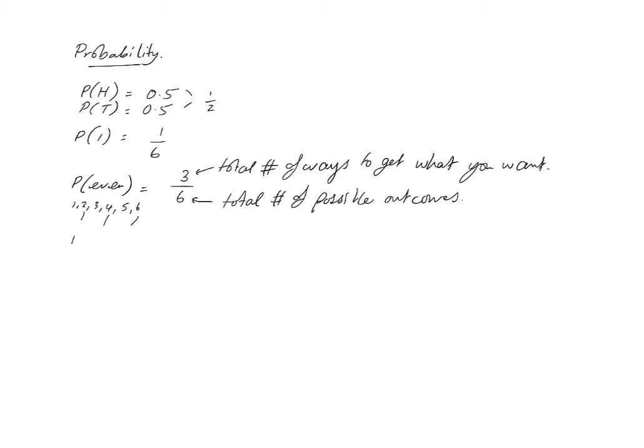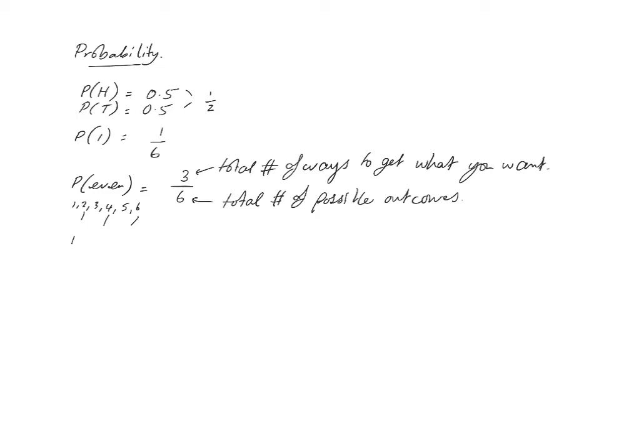So the probability will equal 3 over 6, which is like our raw probability. We can cancel that down to a half, that's fine. But it's important to know that the half is a different fraction from 3 over 6, because it no longer represents the number of ways you can get what you want. So let's delete that.